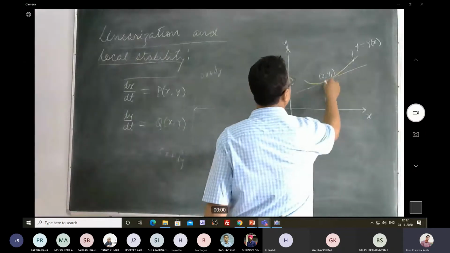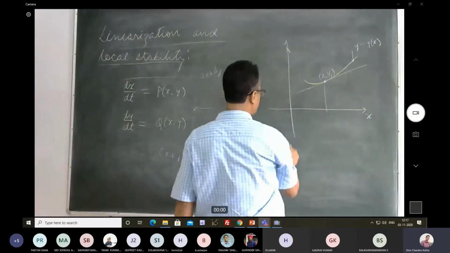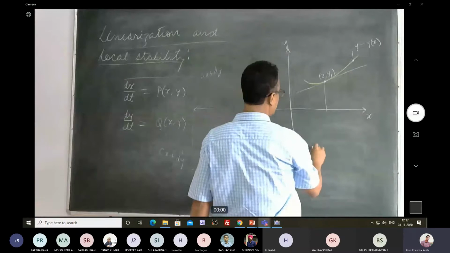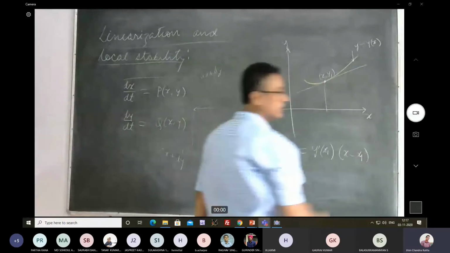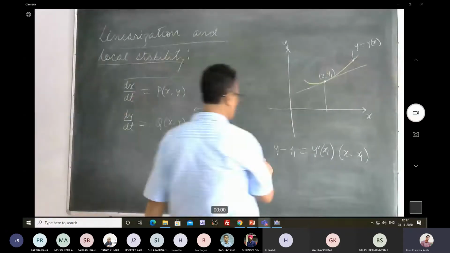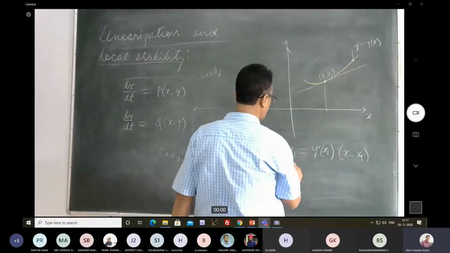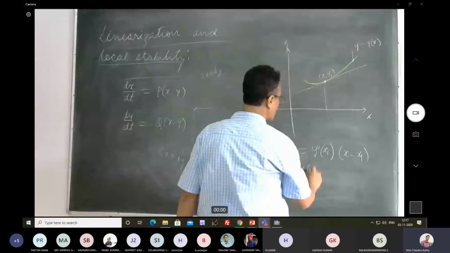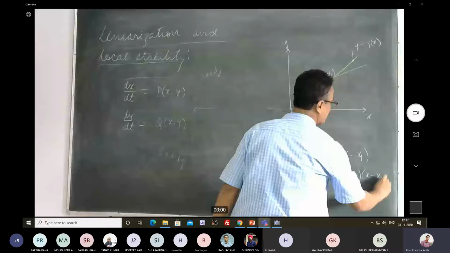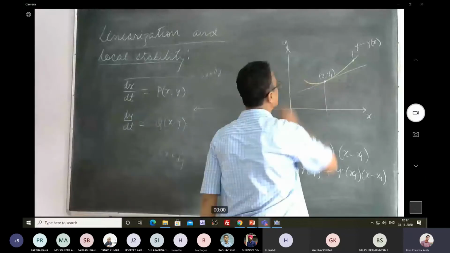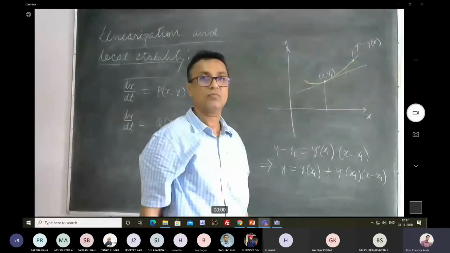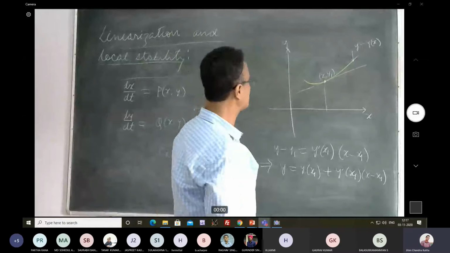The equation of the tangent is simply given by y = y(x1) + y'(x1)(x - x1). Okay, fine. Now you can see that this yellow curve is the graph. This is a curve. So now what is going to happen?